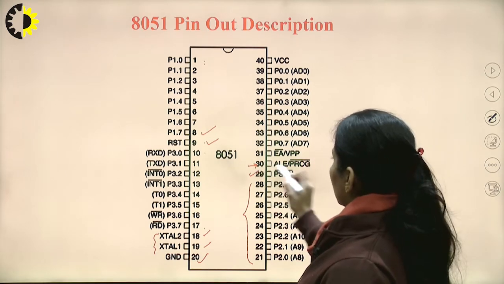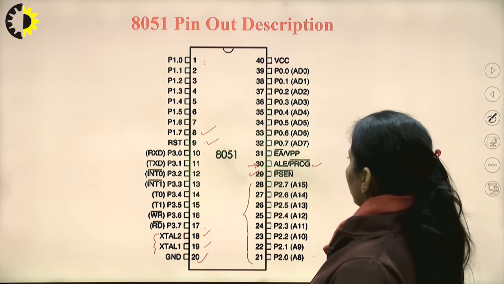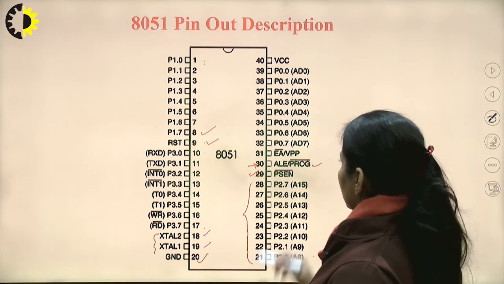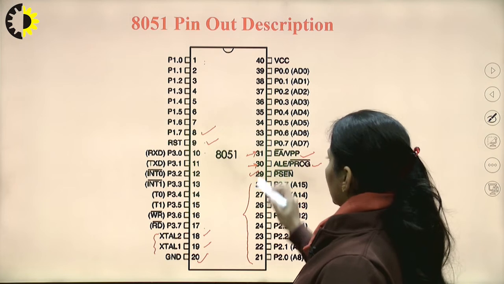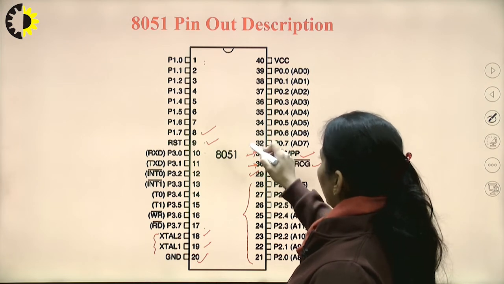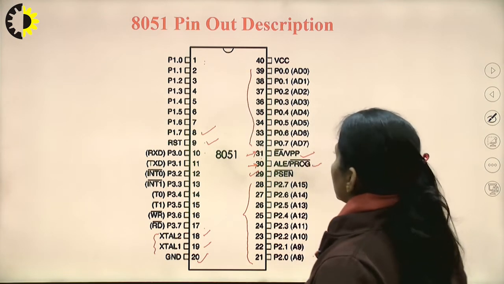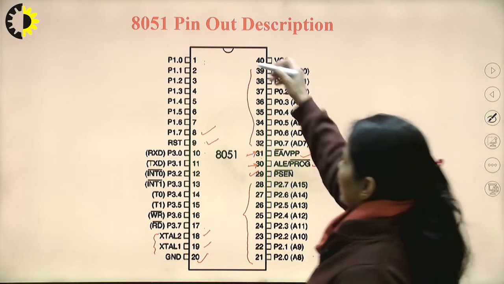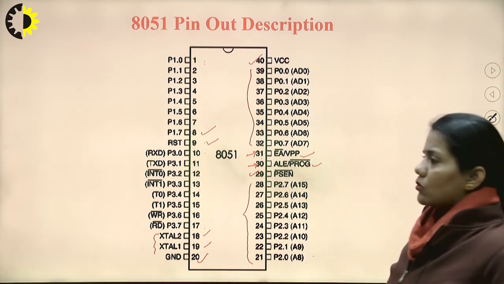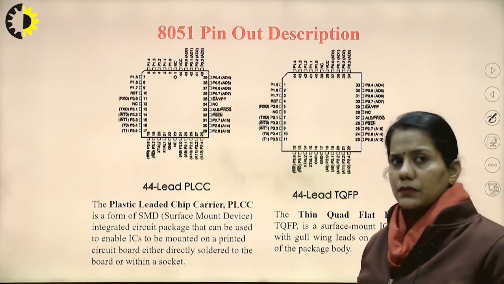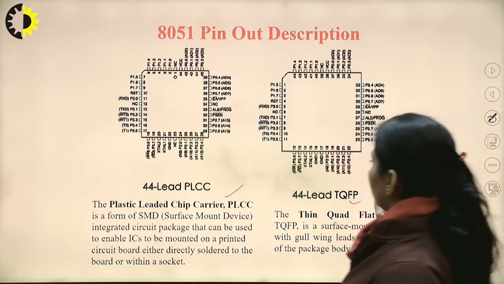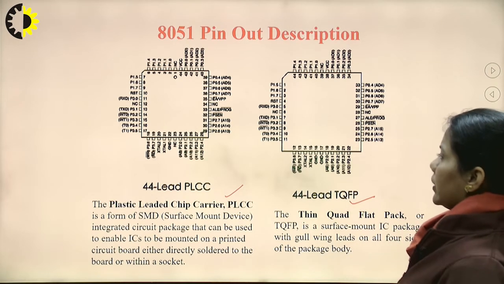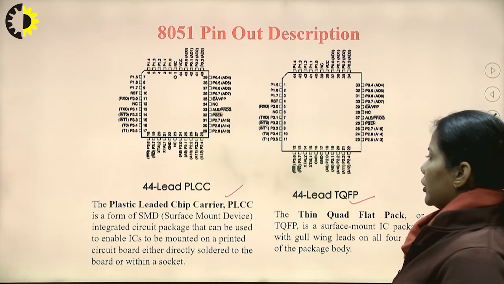Pin number 30 is address latch enable and PROG, that is the program connection. External access and VPP is pin number 31. Pin number 32 to 39 represents port 0. And finally, pin 40 is the VCC. Let's go into details of all these functions. This is the representation of this IC in the other two configurations, that is the 44 lead PLCC and 44 lead TQFP package.